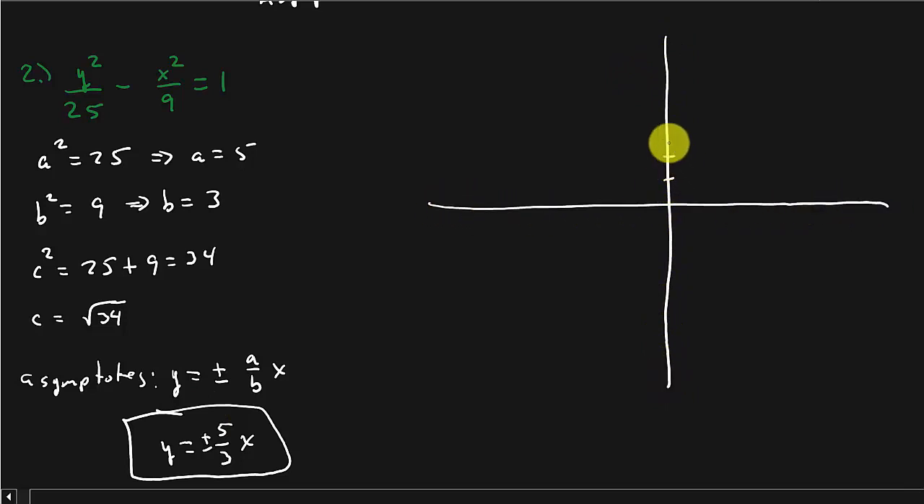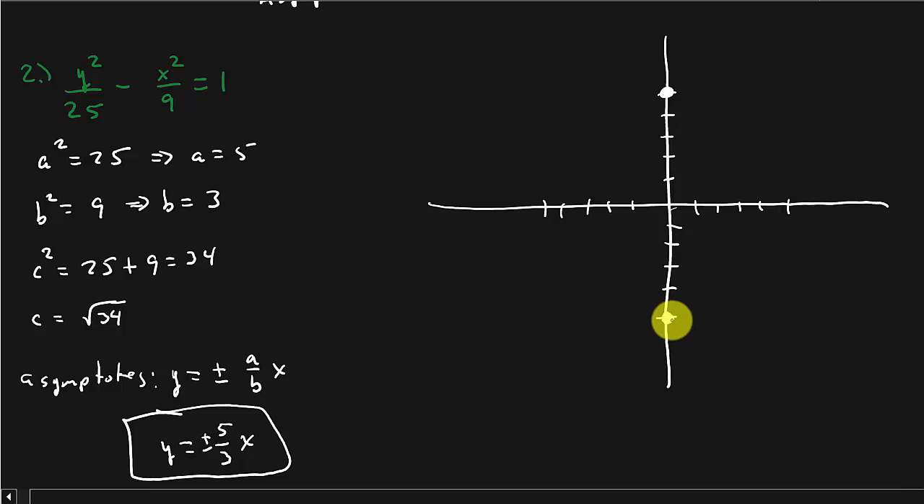So let's say we got 1, 2, 3, 4, 5. 1, 2, 3, 4, 5. All right. So let me ask you this. When we do A and we go 5 units, do we go 5 to the right, 5 to the left, or do we go 5 up and 5 down? That's right, 5 up and 5 down. See, the a squared is underneath y. And so we're going to go up 5 and down 5.